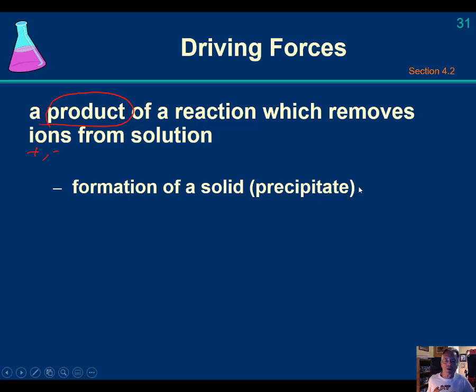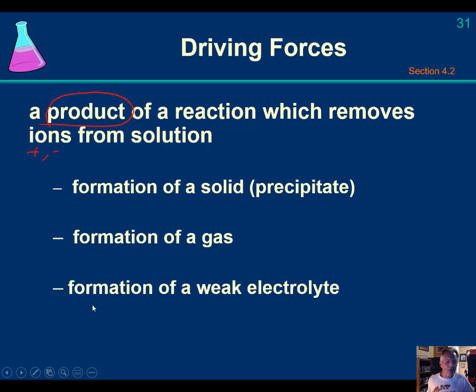Oh, that's how you spell that. Great. Formation of a gas. You can always tell when a gas is forming in your chemical reaction because your reaction bubbles. When the bubbling stops, that's when the reaction is over.